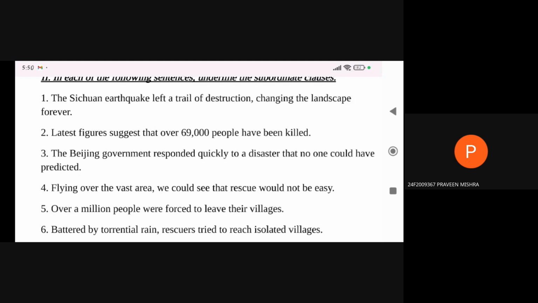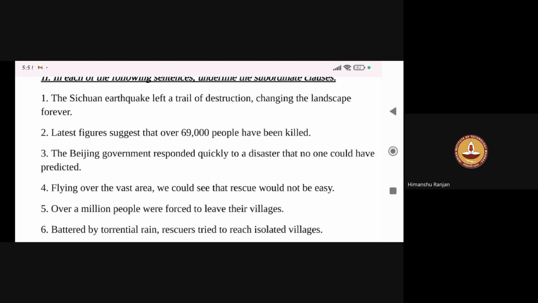Sorry, we are basically figuring out subordinate clauses. Which part of this is a subordinate clause? That no one could have predicted. Right, that no one could have predicted. Quickly to a disaster that no one could have predicted. Correct. So that no one could have predicted is your subordinate clause. It cannot stand on its own. It needs to be attached to a main clause for it to make sense, right? Or for it to be grammatical.